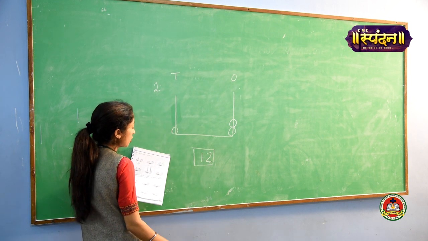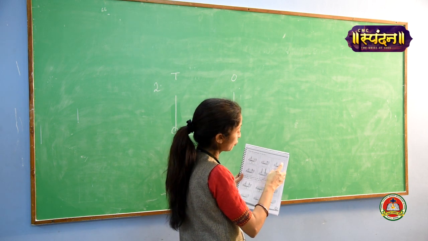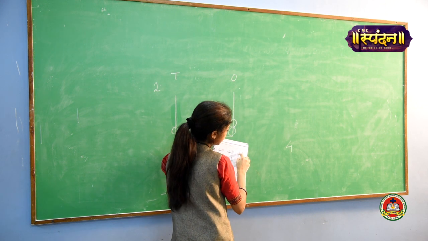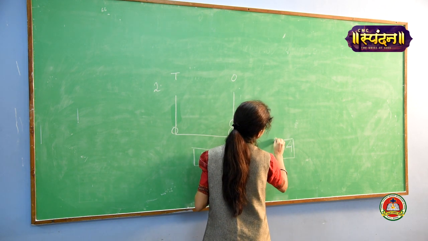Is it clear? Now number 3, on the ones we are having 1, 2, 3, 4. Please write number 4, and on the tens again we are having 1, 2, 3, 4. So it is 44 for number 3.